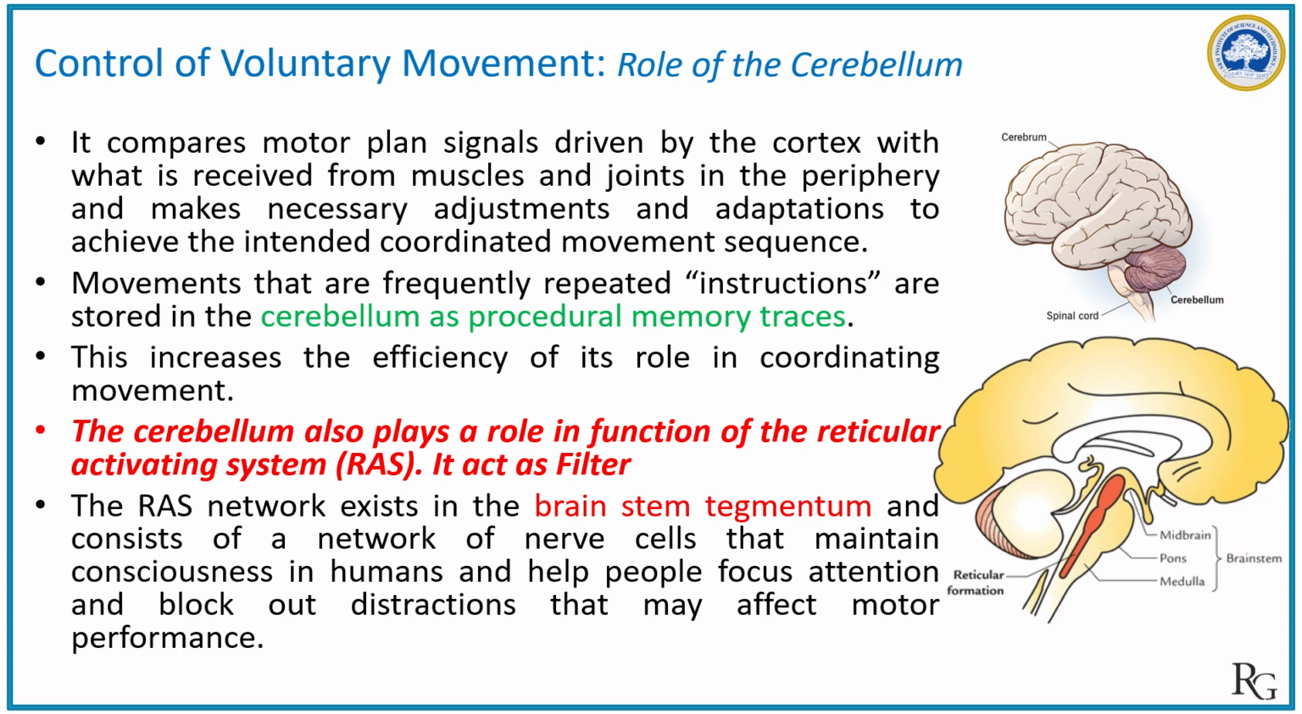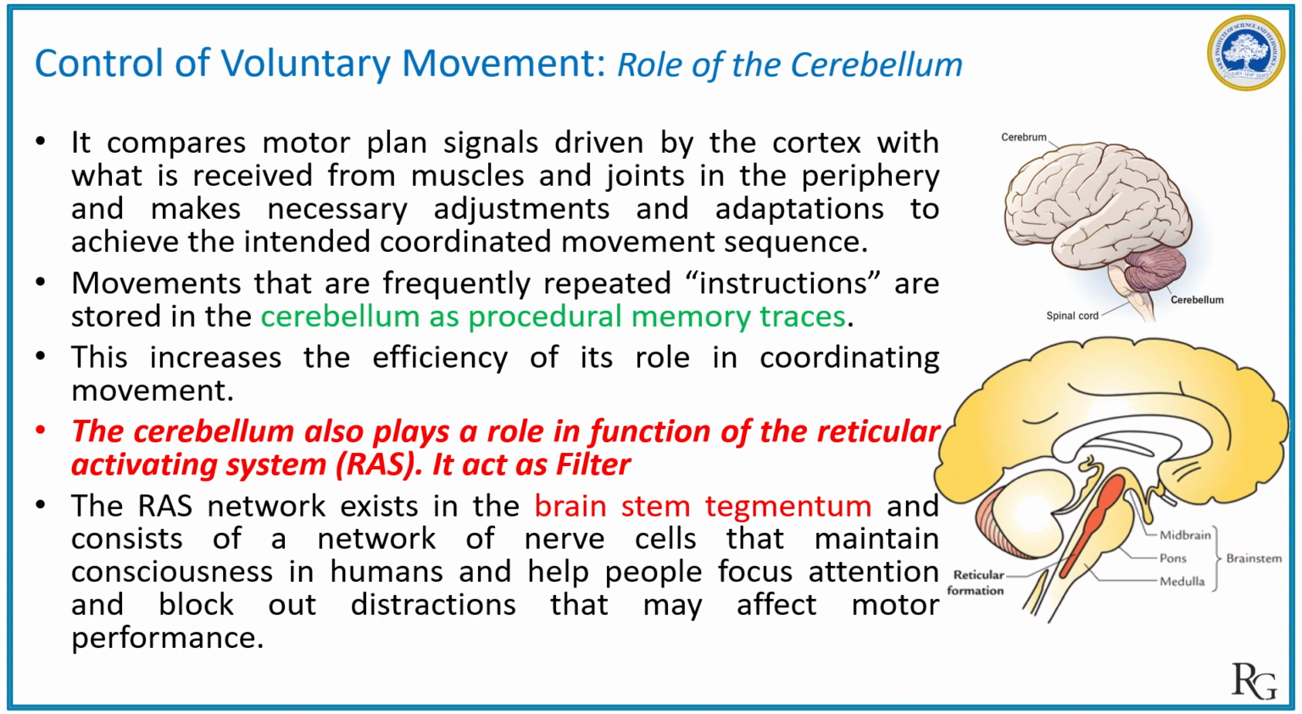Far more than just coordinating the movement, it acts as a comparison center, matching the motor plan signals driven by the cortex with sensory feedback coming from muscles and joints in the periphery. If the actual motor movement does not align with the intended motor plan, the cerebellum makes rapid adjustments and adaptations to achieve a smooth and coordinated movement sequence. Movements that we perform repeatedly are stored in the cerebellum as procedural memory traces, which allows them to be executed more efficiently and with less conscious effort over time.